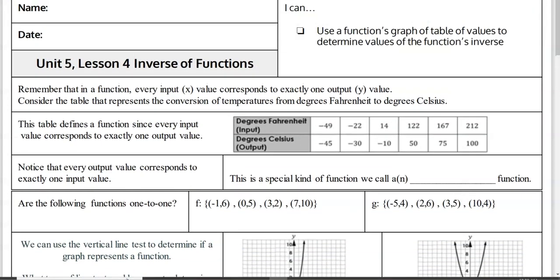All right, we are doing inverse of functions. Does anything come to mind when you hear the word inverse? Opposite. Yeah, beautiful. Opposite. So like the inverse of multiply is divide, right? The inverse of add is subtract.